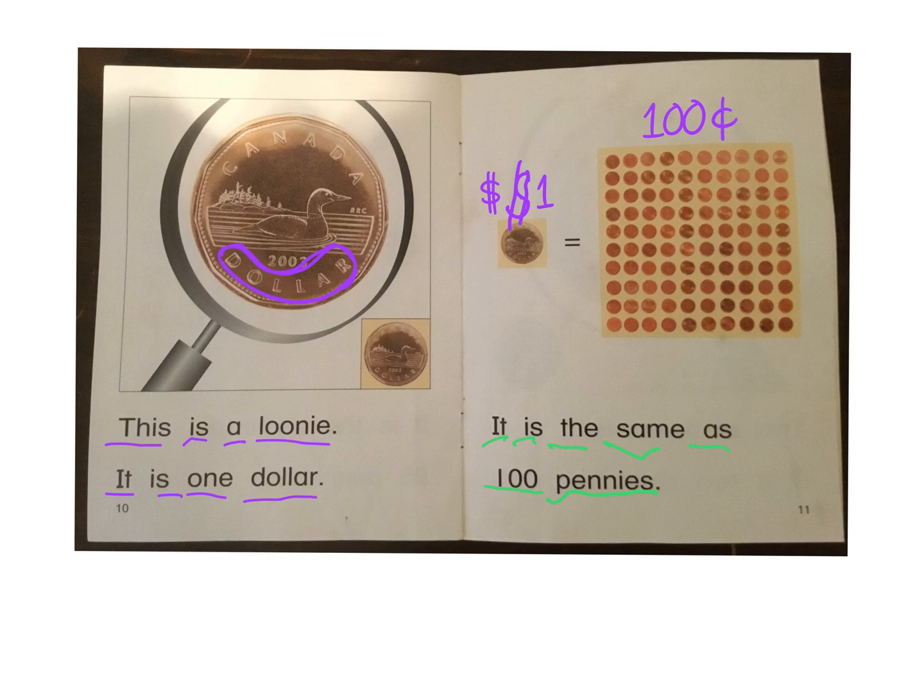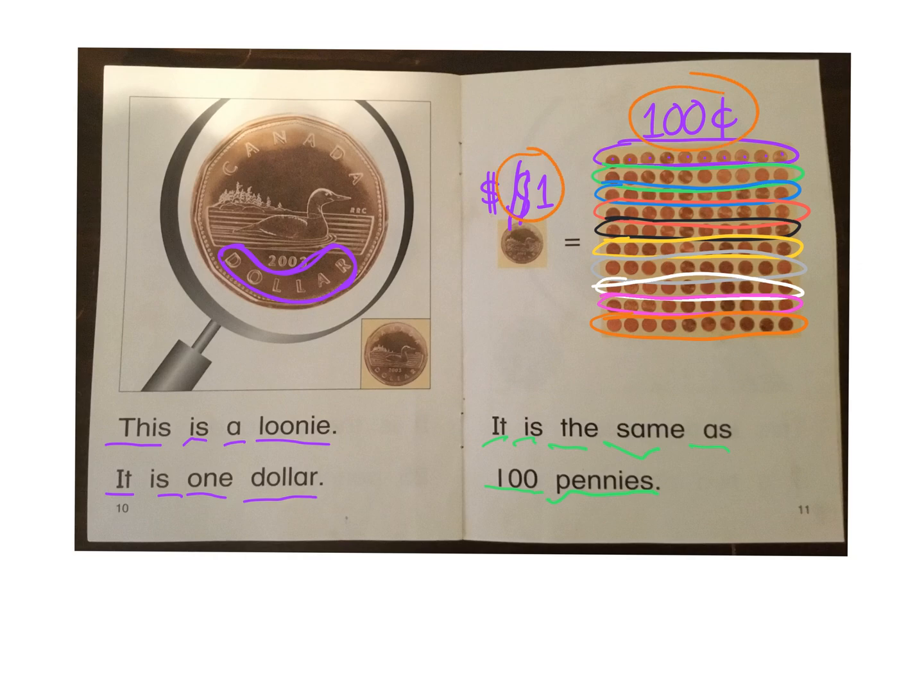And how many do you think are in each row? 1, 2, 3, 4, 5, 6, 7, 8, 9, 10. So we have one group of 10. How many groups of 10 do you think we have to get to 100? Let's count. 10, 20, 30, 40, 50. Okay, what comes after 50? 60, 70, 80, 90, 100. 100 cents is equal to $1.